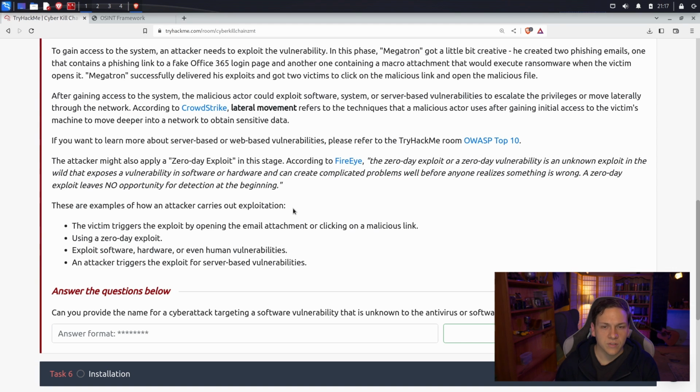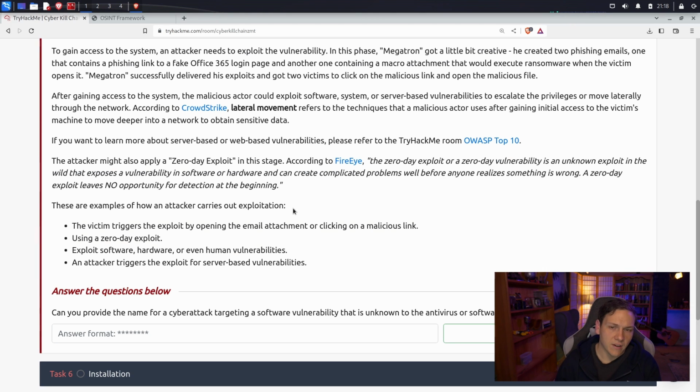The attacker might also apply a zero-day exploit in this stage. According to FireEye, a zero-day exploit or zero-day vulnerability is an unknown exploit in the wild that exposes a vulnerability in software or hardware and can create complicated problems well before anyone realizes something is wrong. A zero-day exploit leaves no opportunity for detection at the beginning.